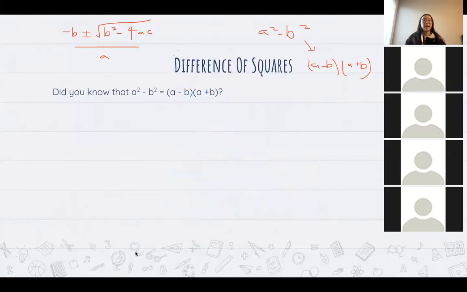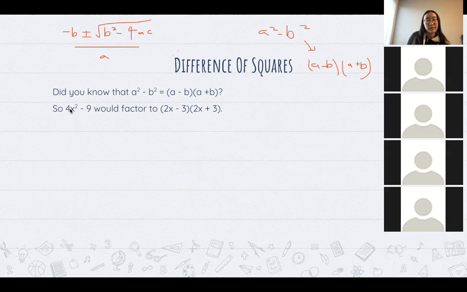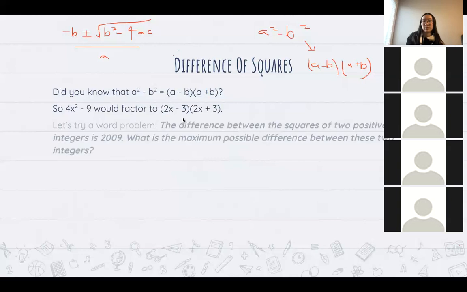Okay. And now this is going to let you solve some types of problems just quicker now that you know this. So if you are given 4x squared minus 9, you know that 4x squared is 2x times 2x, and then negative 9 is negative 3 times positive 3. So you can put it into this pattern.